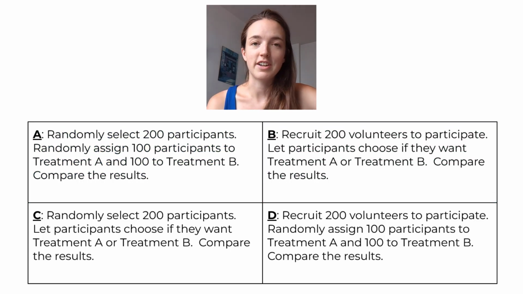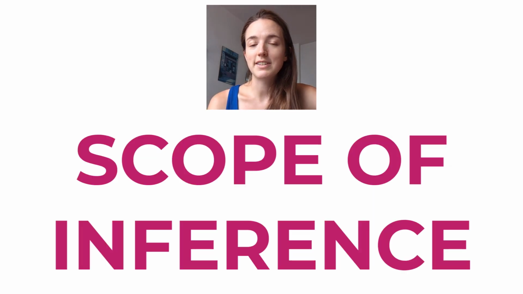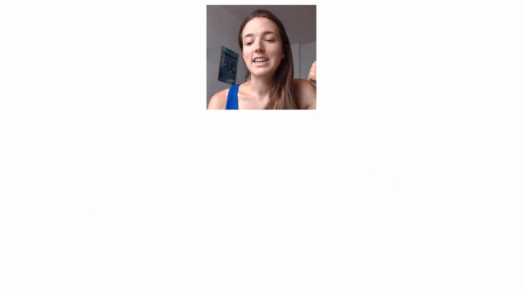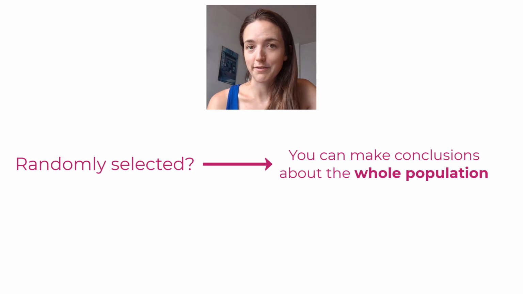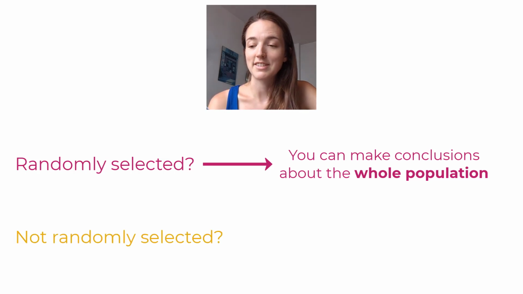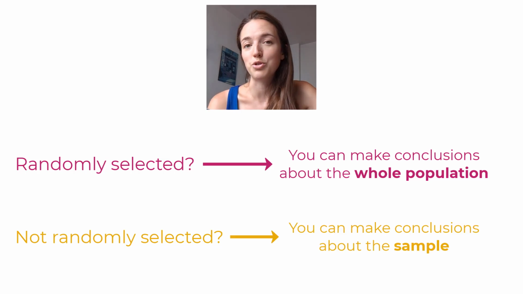Now, once you've conducted your study, there is something called scope of inference that basically tells you who you can make conclusions about and what conclusions you can make. So first things first, if you randomly select participants, you can make conclusions about the entire population you selected from. So in this case, if they randomly selected 200 people from Pawnee, they could make conclusions about all people in Pawnee. If they randomly selected 200 people from the state of Indiana, they could make conclusions about all the people in Indiana. If they recruit 200 volunteers instead of randomly selecting them, they can only make conclusions about those 200 volunteers, which might still be interesting, but I don't think that's what they're going for. So that's the first part of scope of inference.